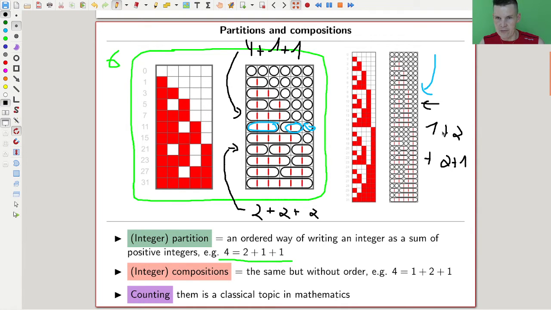If you just do it unordered, so just blobs without any order on the blobs, you call it a composition. So here another example for 4 instead of 6. These are again compositions of 6, by the way. And that's kind of a cool picture. So you have either ordered blobs where the length successively goes down, and that's partitions, or you have unordered blobs, that's compositions. And they appear like really everywhere in mathematics.